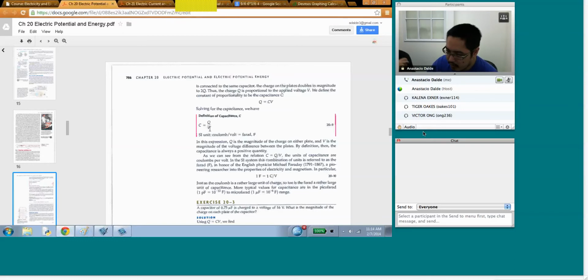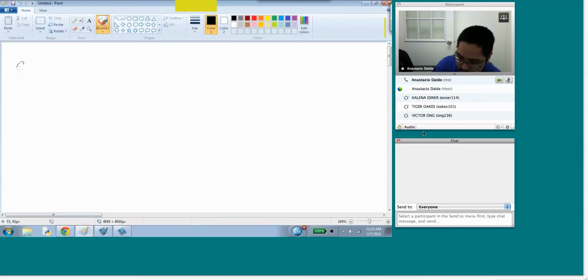So 1 farad is equal to 1 coulomb per volt. So C equals Q over V. Q is the charge. V is the voltage. This is all measured in farads.